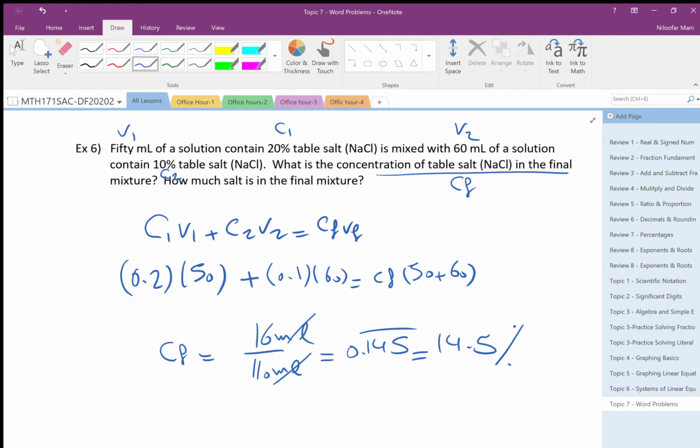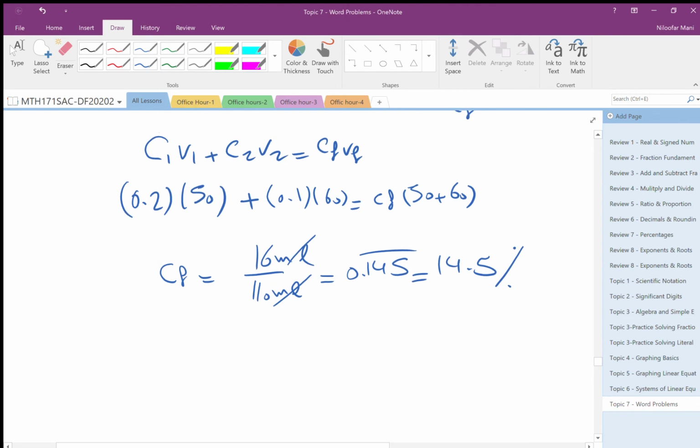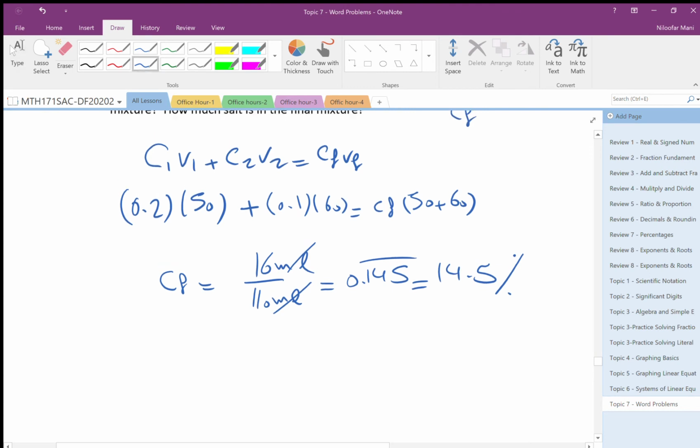So how much salt is in the final mixture? In the final mixture I can find how much salt there is. So what is the percentage? Let me see, I want to just do this here.